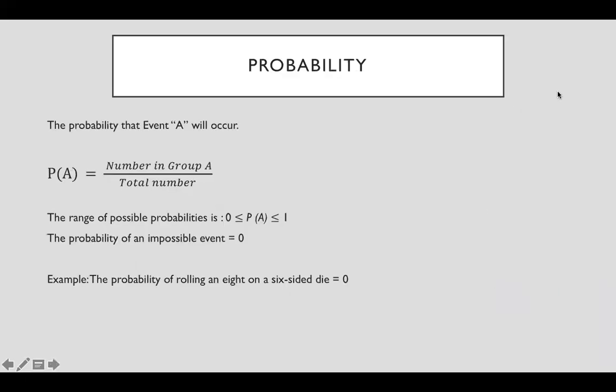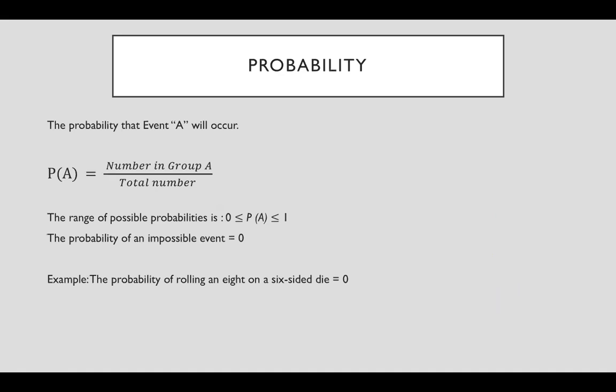All right, so moving on to probability. Probability is the probability that event A will occur. We can calculate it by the number in group A divided by the total number. Make sure you know that the range of possible probabilities is between 0 and 1. It's very similar to proportion.